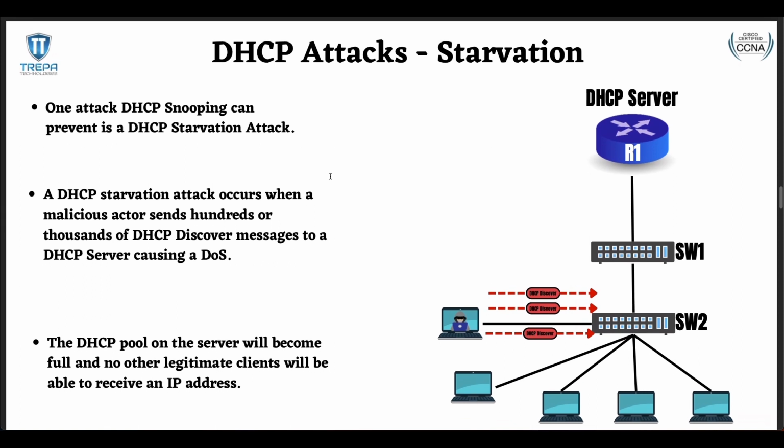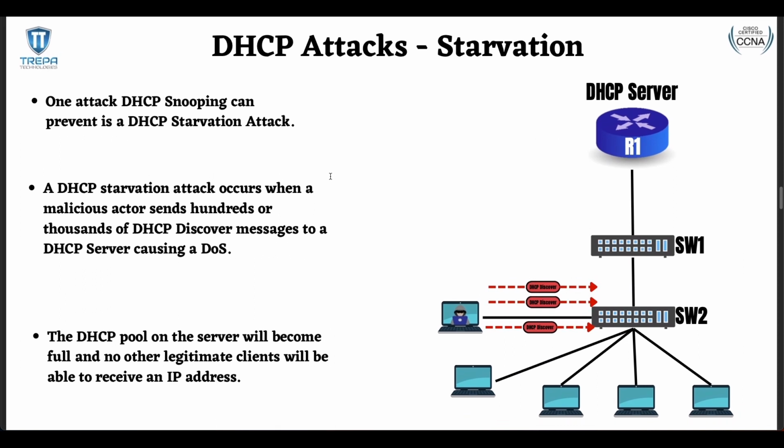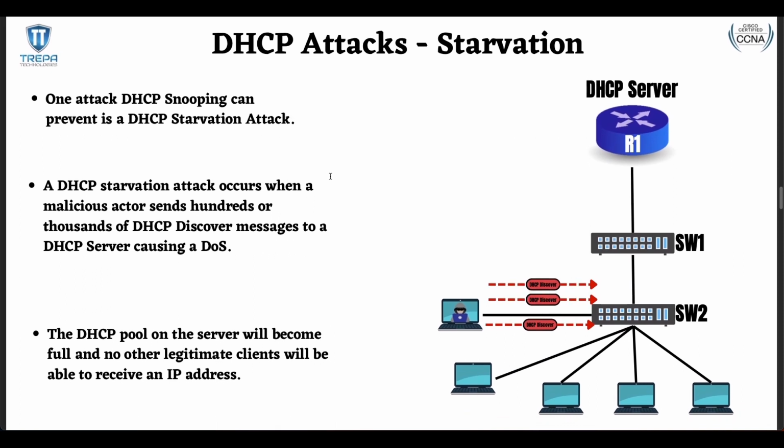Now, let's go over the different DHCP attacks and why we need DHCP snooping. One attack DHCP snooping can prevent is a DHCP starvation attack. Essentially, we have a malicious threat actor generating a bunch of different DHCP discover messages with different client hardware addresses and sending them to the DHCP server, exhausting its DHCP pool, so that no other legitimate clients will be able to receive an IP address.